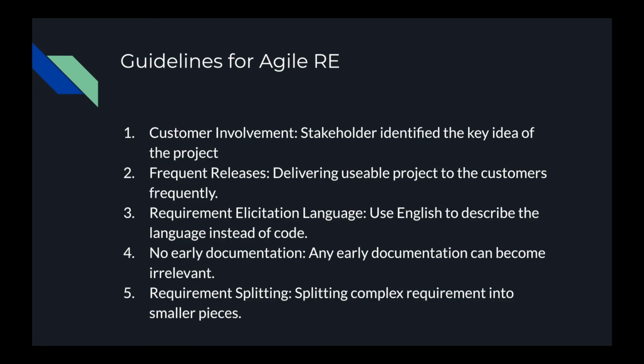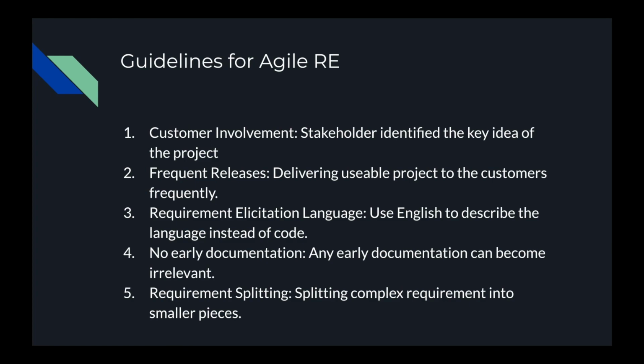Second is frequent releases. Since we want to satisfy our customer, we want to release frequently and make some small changes to the software, and the project needs to be usable. Third, the requirement elicitation language should be in English instead of using Java, Python, or any of the coding languages that the stakeholder might not be able to understand. So we can communicate with our customer in English.